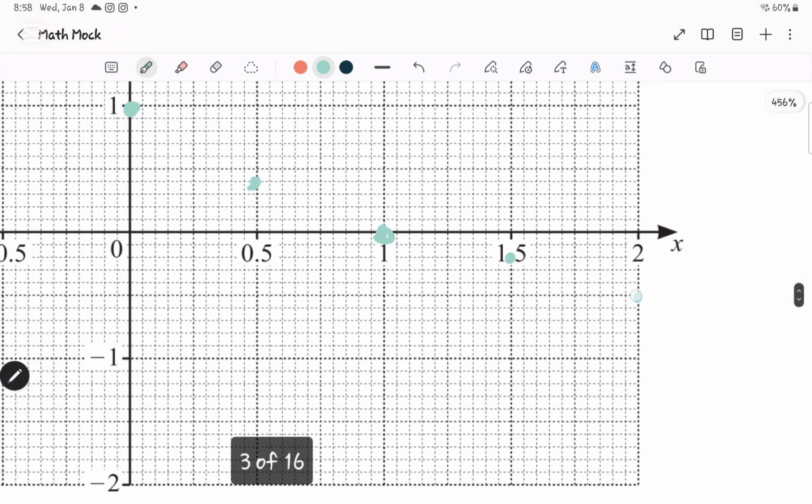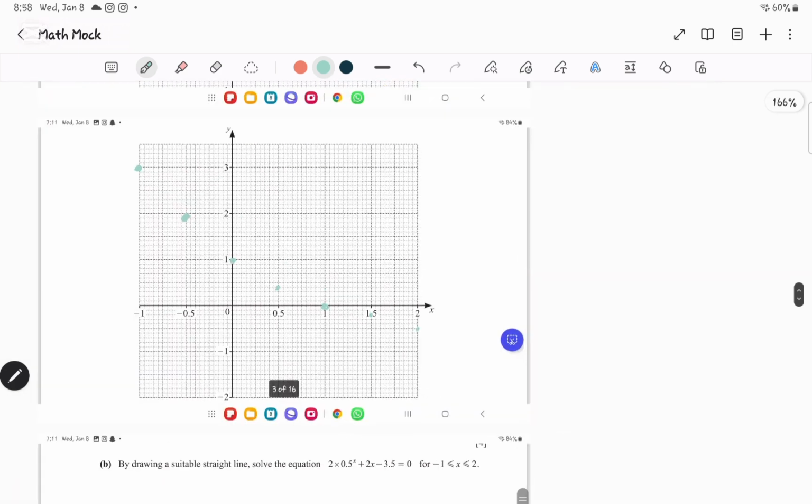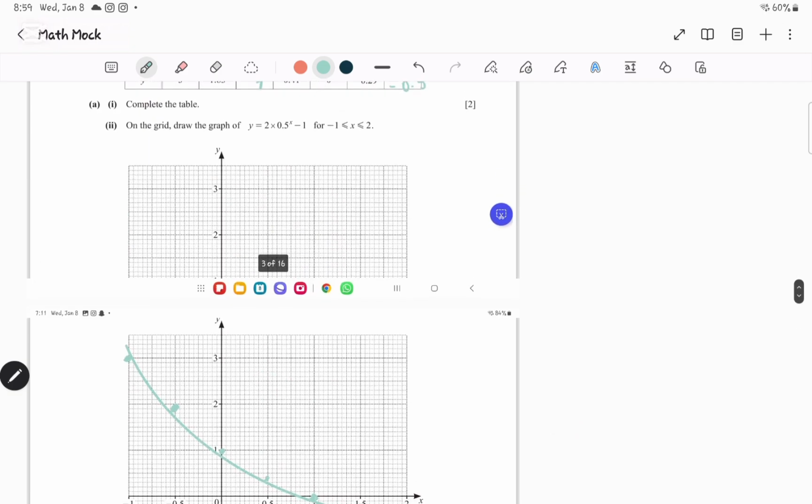So here. Okay, so let us just join them together. I don't think it's going to work with this. Let me just join it together. There we go. And again, I forgot to include the last one. There we go. This is what it kind of looks like. And that is A2 done.